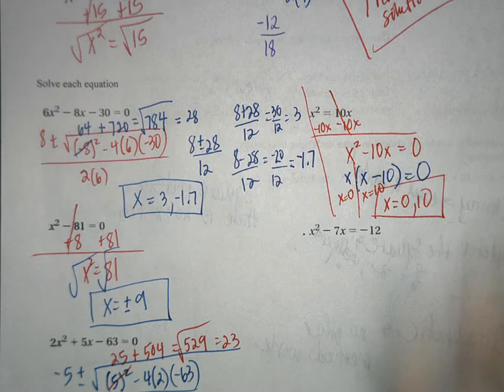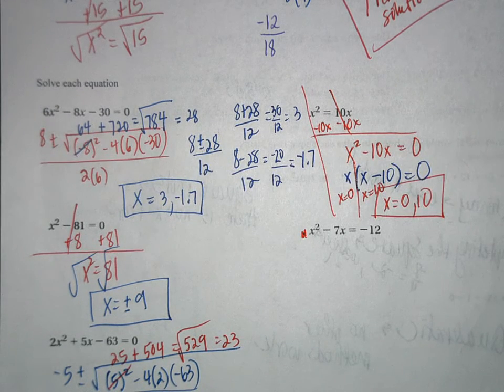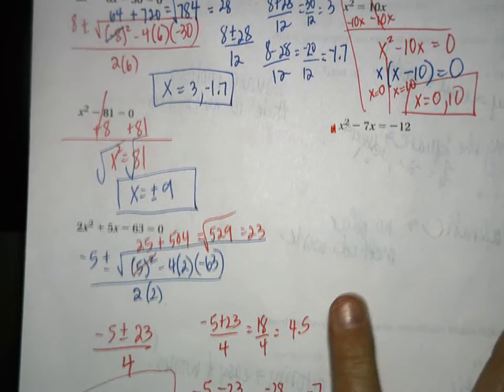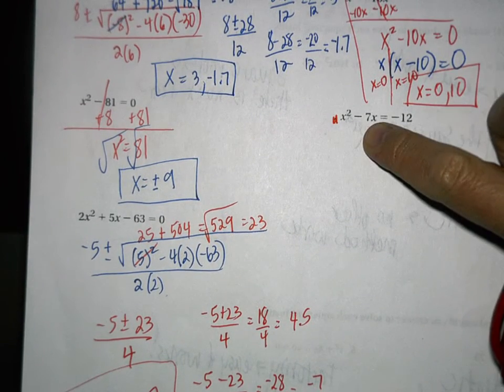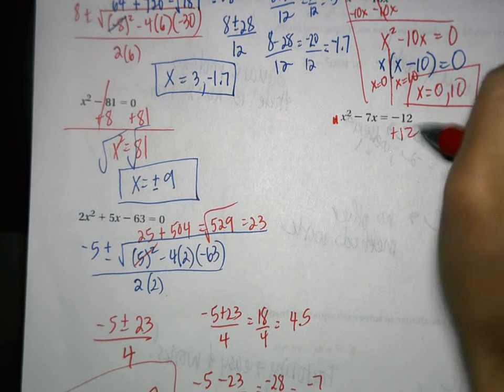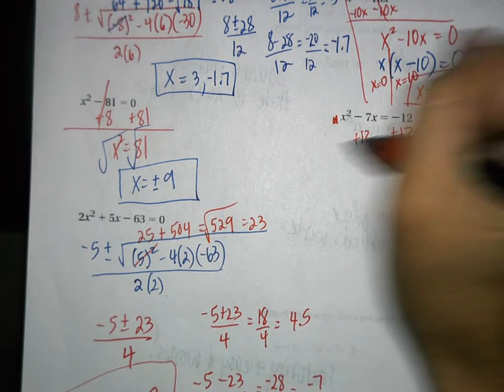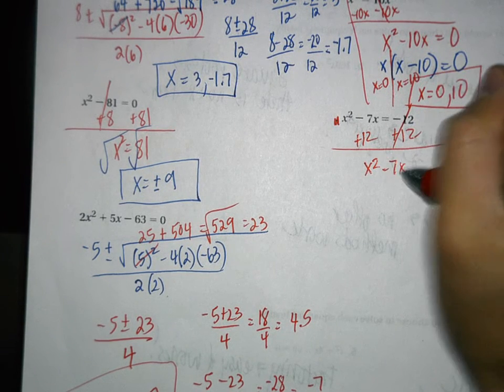Okay, this is not a decimal in front of here. I'm not sure where that point came from. But what would you do on this one? Factor. Okay, I can't complete the square very well because that's a negative or an odd number. So I'm going to try factoring, but in order to factor, you have to set it to 0. Good. Add 12. X squared minus 7x plus 12 equals 0.